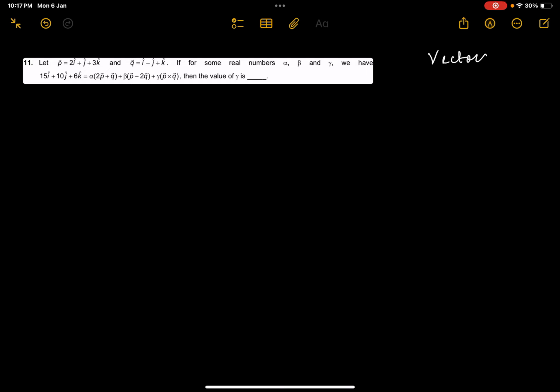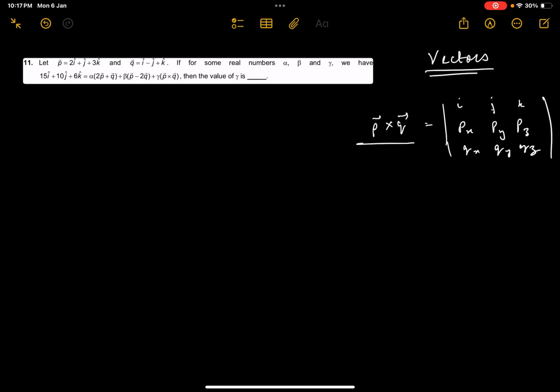Oh, this is a question from vectors. The needed formula here would be the cross product of two vectors. This simply is Px, Py, Pz and Qx, Qy, Qz. This is the cross product of P vector and Q vector.